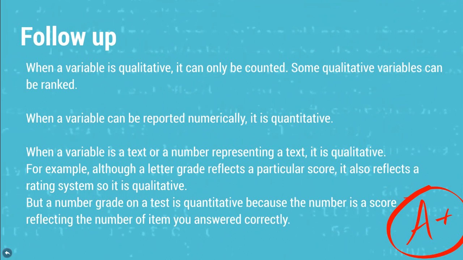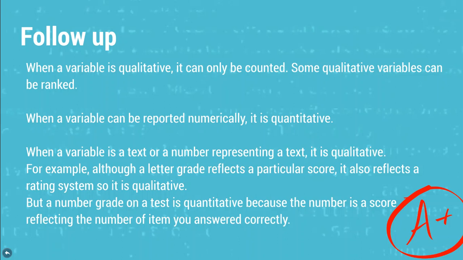And I just covered all this. When a variable is qualitative, it can only be counted. Some can be ranked, but some can only be counted. When a variable is reported numerically, it is quantitative, which we will be getting into in just a minute.